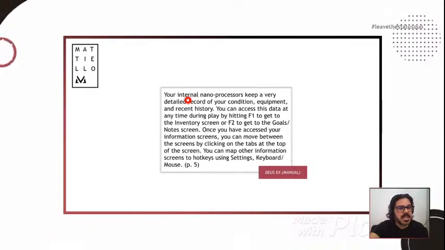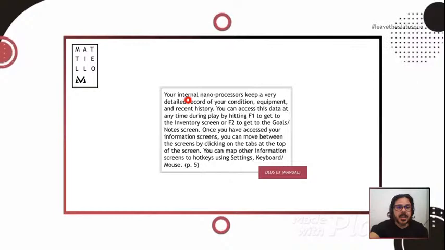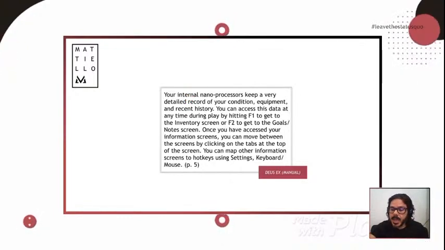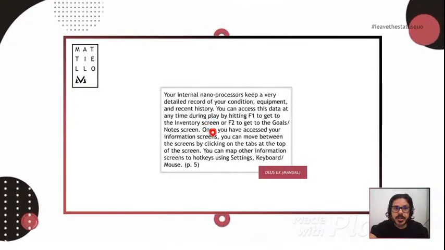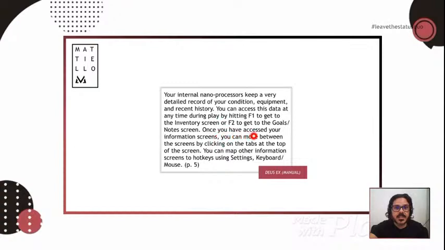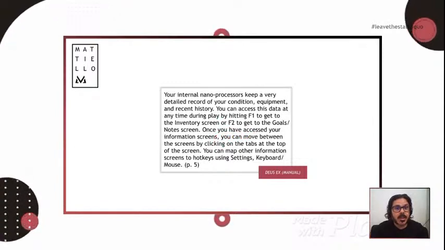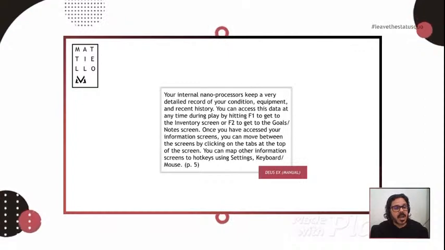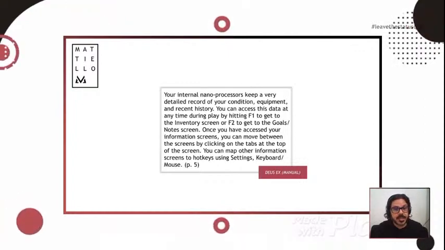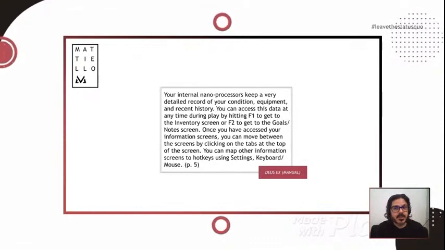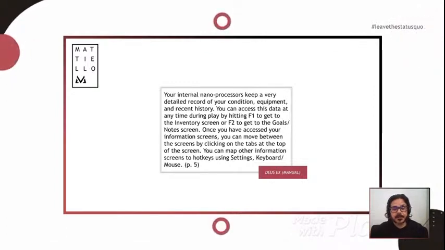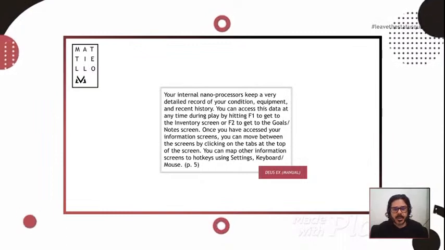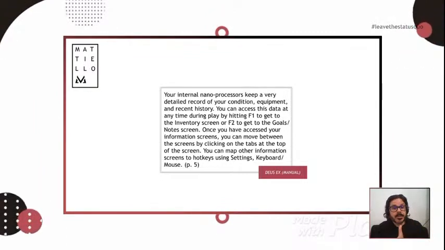I would consider "internal" a formal word. And then we have this construction. Look, "once you have accessed your information screens." "Once you have accessed" is not very easily found in spoken conversations. So you see, just by bringing games to your classes, or incorporating games into our lesson plans, they're going to be exposed to that.